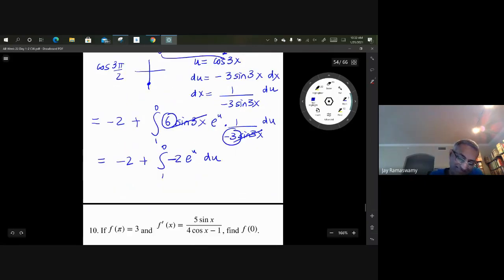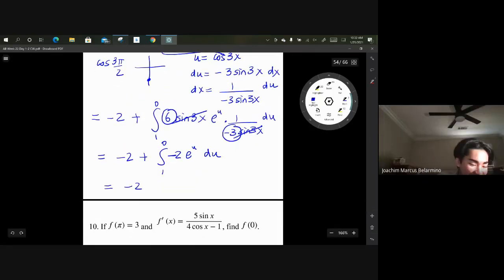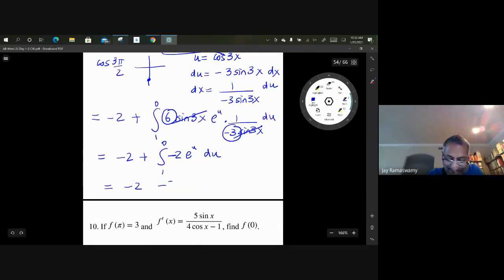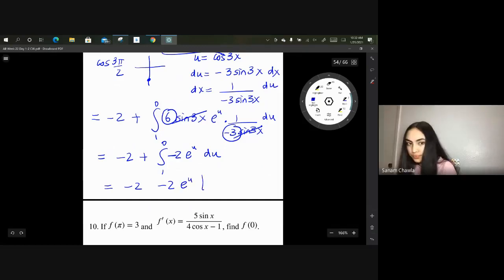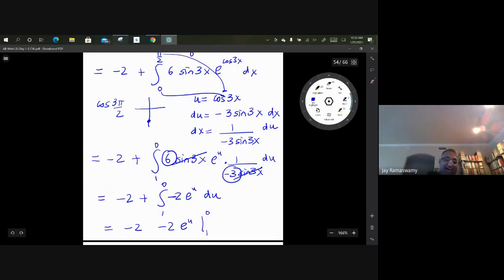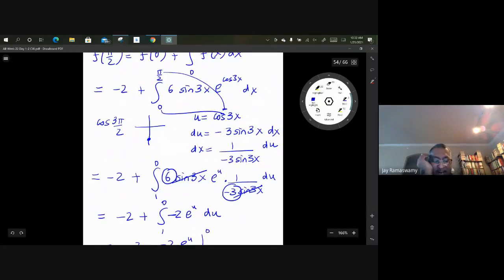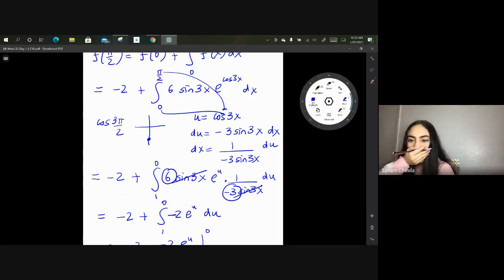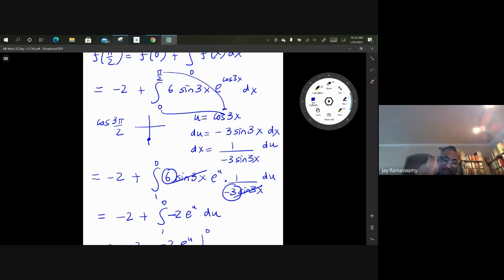Can we wrap it up? Look down. And what's the integral of e^u? It's e^u, with lower limit 1 and upper limit 0. Okay, stop. Did you observe how crazy the problem began? When you do the u substitution, it'll just work itself out very fast, as long as you don't make mistakes.